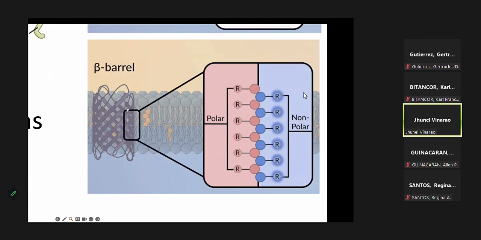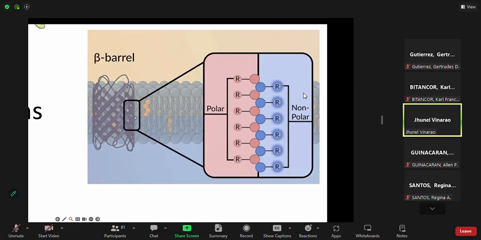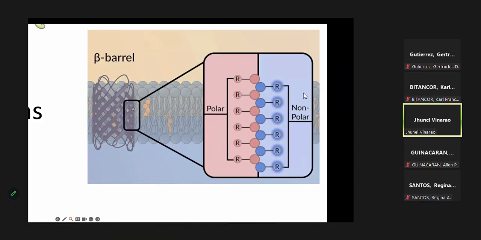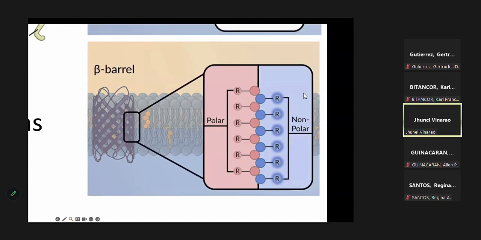And if we do a cross section of this lateral side of the beta barrel, you will see that there are R groups, including non-polar ones. The ones facing the lipid bilayer are the non-polar R groups. But inside, since it is a barrel, the R groups you see there are polar amino acid residues.